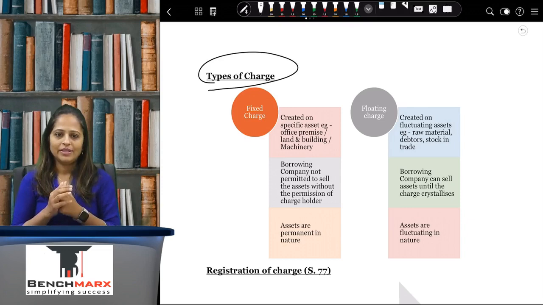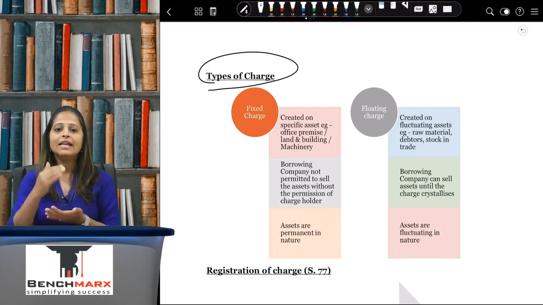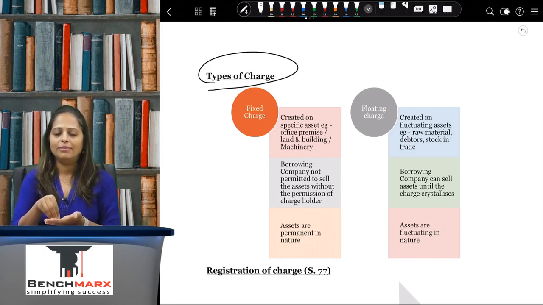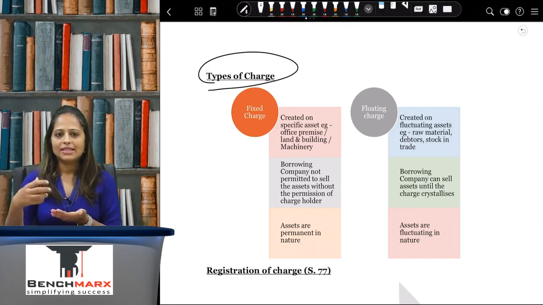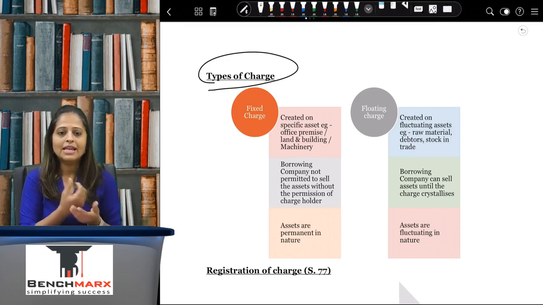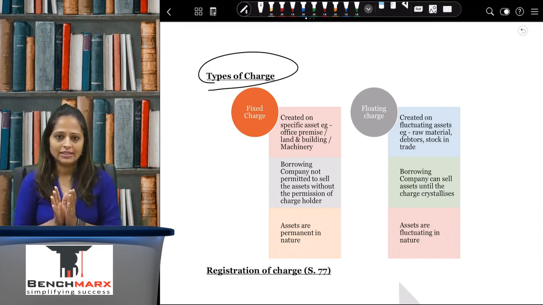So in that case, you can sell the cotton, you can sell the raw material, the underlying asset for the charge that is created. You are permitted to deal with it till the time the charge is crystallized. What is charge crystallization? Basically, if I am a creditor and I feel there's going to be a default, or the company is not in a good position and I want to take back the asset and secure the money that is pending from the debtor, then I'll crystallize my charge.